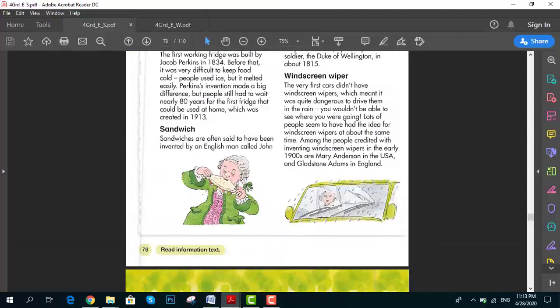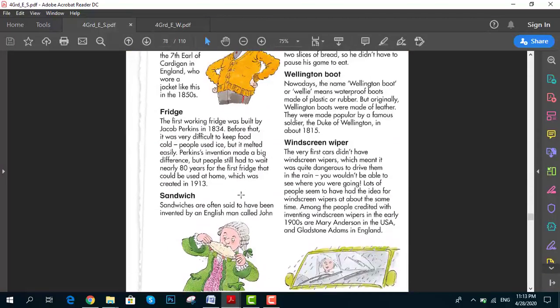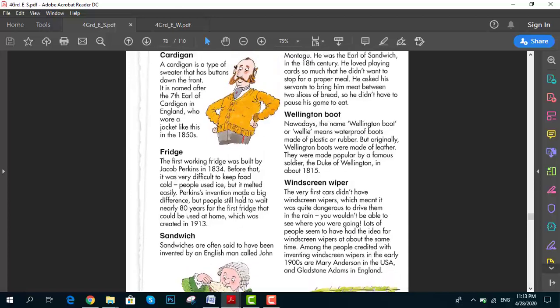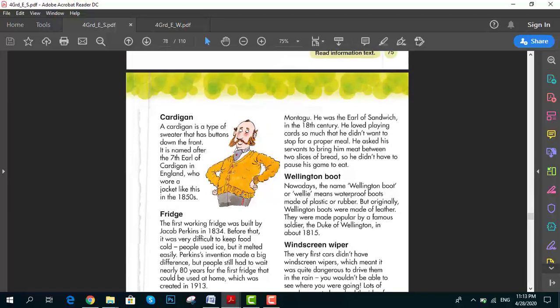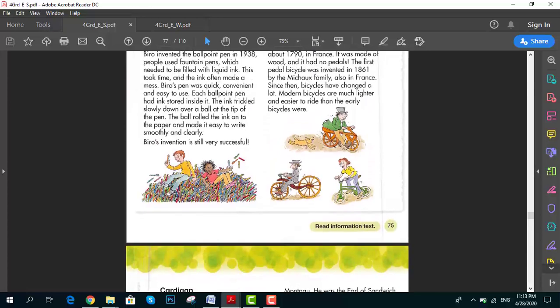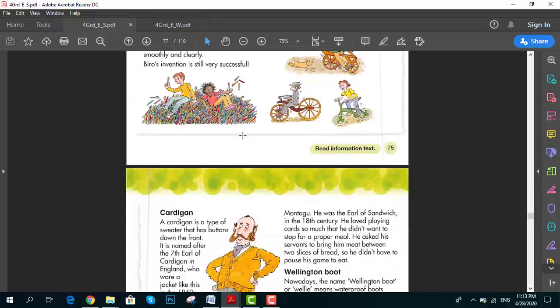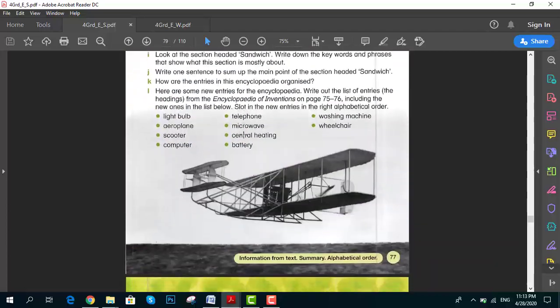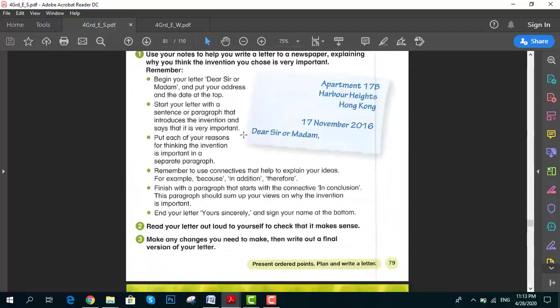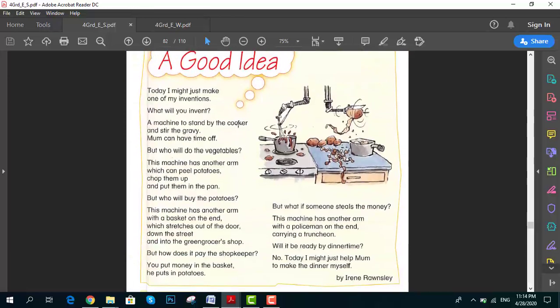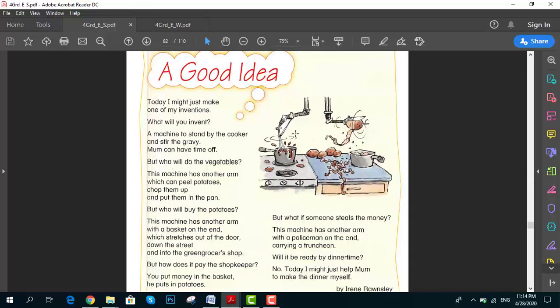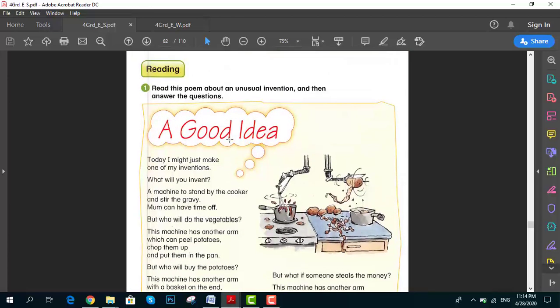Okay, before we move to the other paragraph, these are the only vocabulary that are related to this paragraph, to the Encyclopedia of Inventions. Okay? Going to the other paragraph, which is A Good Idea. We talked about this paragraph. It is actually a poem, but not an organized poem, because this poem doesn't rhyme or doesn't have a rhyming.